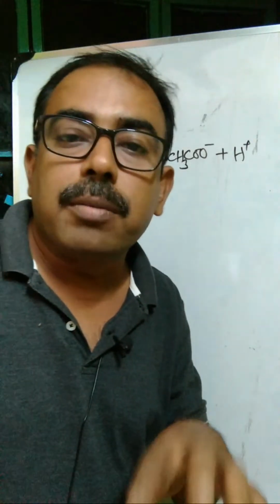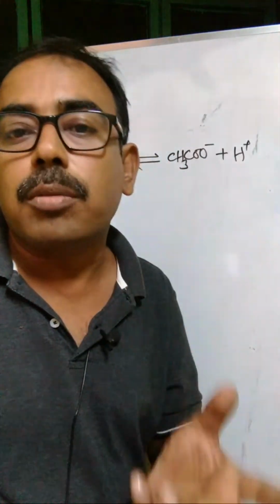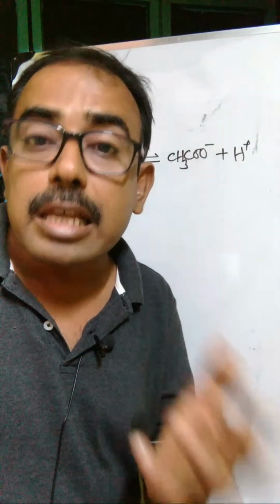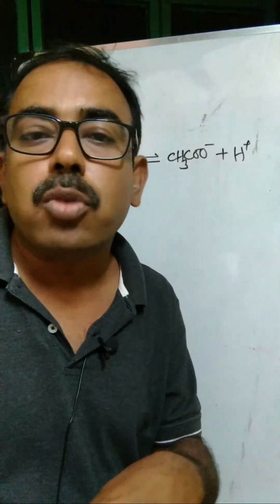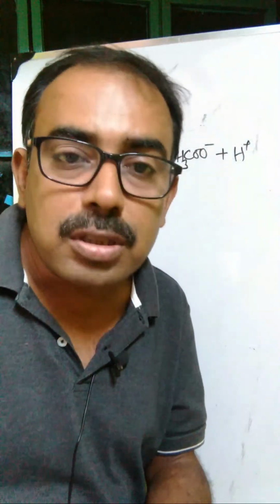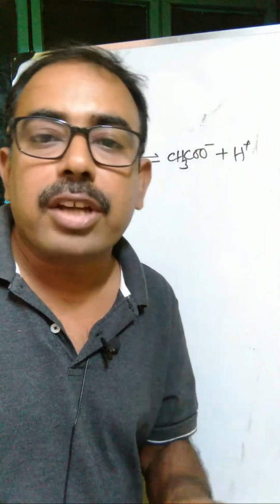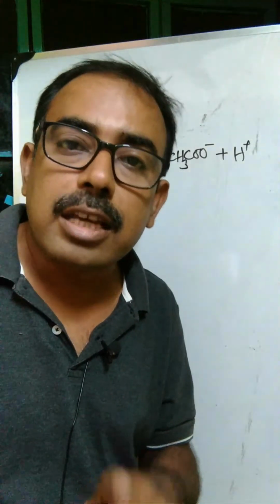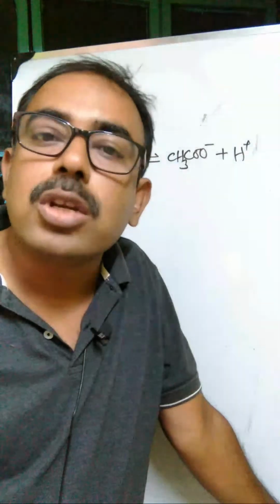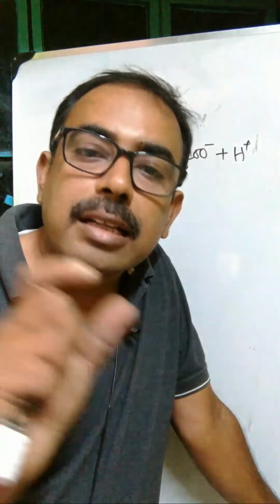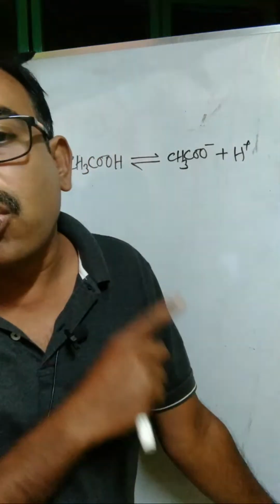When the dissociation reaches equilibrium, the rate of dissociation of acetic acid becomes equal to the rate of combination of acetate ion and H plus ion to give back acetic acid molecules. Therefore, we should not observe any increase of acetate ion and H plus ion after the dissociation comes to equilibrium. This equilibrium is called ionic equilibrium, as the equilibrium is between the dissociated ions and the undissociated molecules.